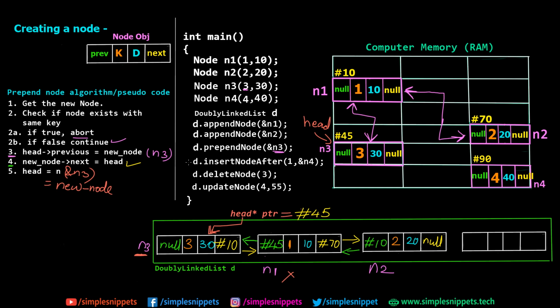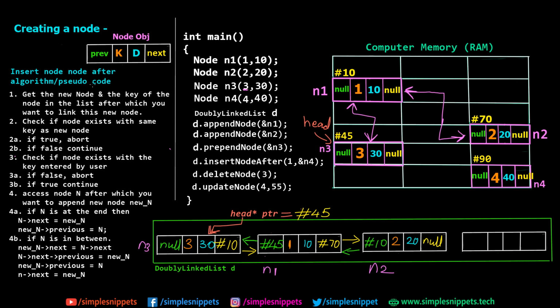Now let's understand insert node after. Okay, now the pseudocode or algorithm for this is a little bit lengthy because there are multiple conditions again. So let's go step by step. First, get the new node and the key of the node in the list after which you want to link this new node. So what we are saying is insert node after, we are passing the key of the node after which you want to append this new node, right? So 2 data things or 2 parameters you have to pass. You have to pass the key.